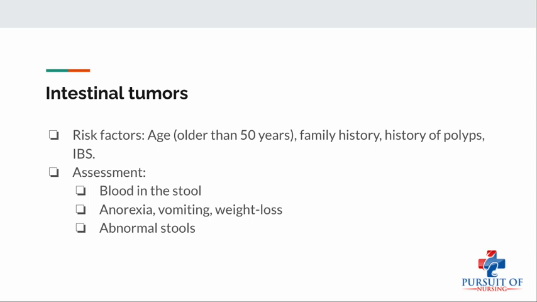Complications of intestinal tumors include abscesses, bowel perforations, of course, intestinal obstructions. An early sign of intestinal obstruction is increased peristalsis and increased bowel sounds, which then become hypoactive as the obstruction progresses.